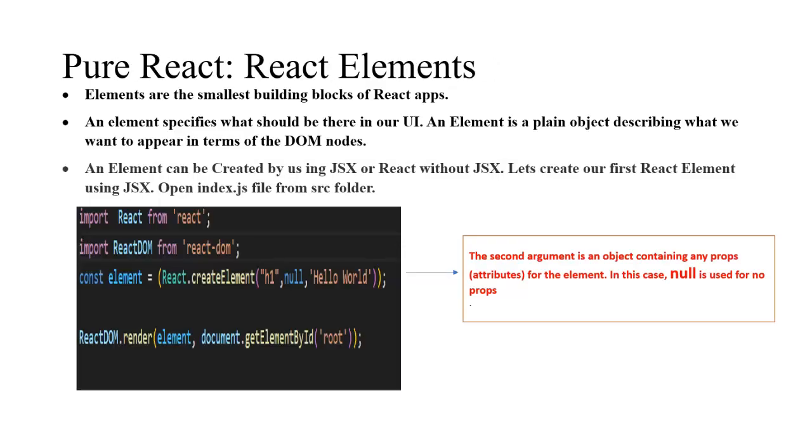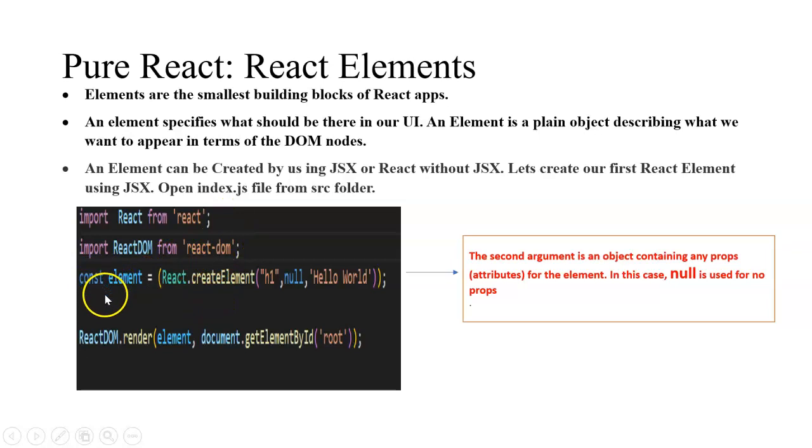In React, you can create elements with JSX and without JSX. Without JSX, they are called React elements. This is a sample code for displaying the Hello World program. For this, you need two packages: import React from React, and then we need the DOM, that is the Document Object Model, from React DOM. So these are the two main library imports.